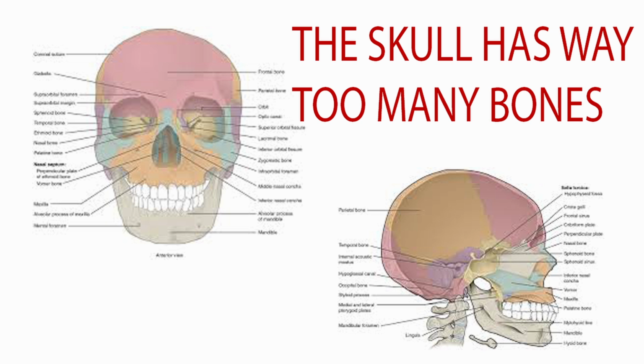So, from the anterior view, key features include the orbits with their supraorbital and infraorbital foramina, and the nasal cavity, divided by the nasal septum, made of the perpendicular plate of the ethmoid and the vomer bone, and featuring the nasal conchae.